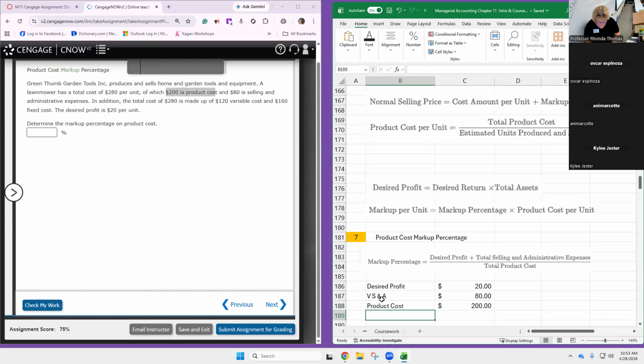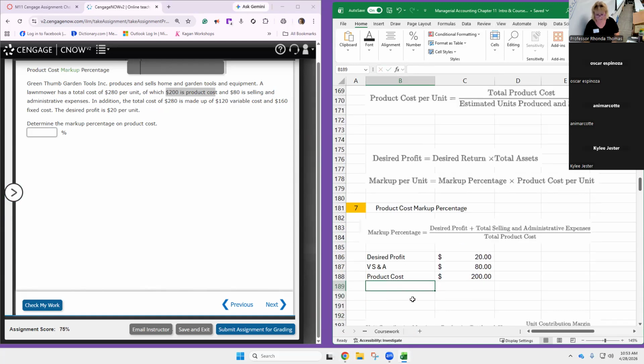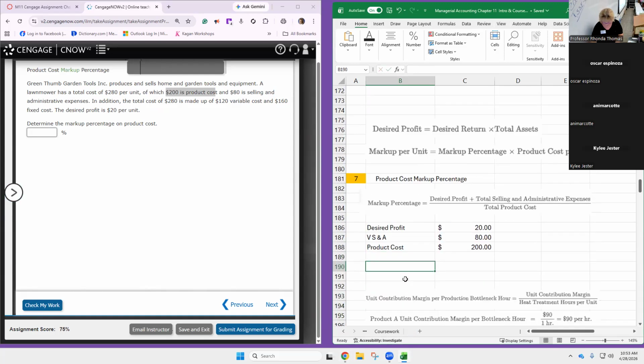Okay. And now let's do our formula. So the markup percentage, that's what we're trying to find. What is the markup percentage on product cost? Okay, we're going to take these two numbers and add them together. And then we're going to divide, right? So that's 100 divided by 200, right?